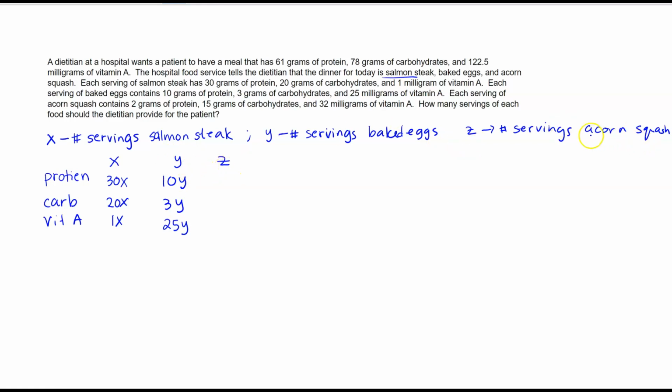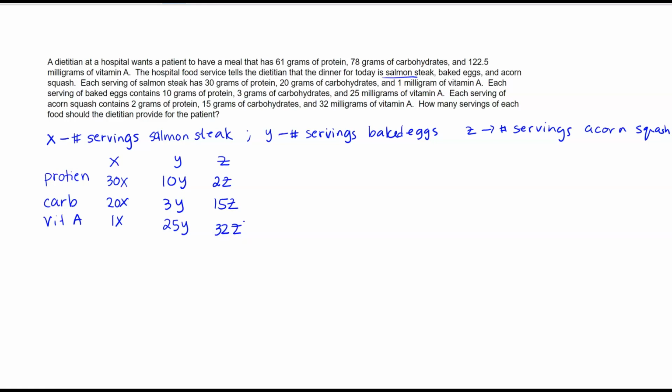Now for z servings of acorn squash, we can get the total amount of protein. It says here each serving of acorn squash contains 2 grams of protein. That's per serving, times the number of servings, so 2z. And then 15 grams of carbohydrates, so 15 per serving times the number of servings, z. And 32 milligrams of vitamin A, 32 times z.